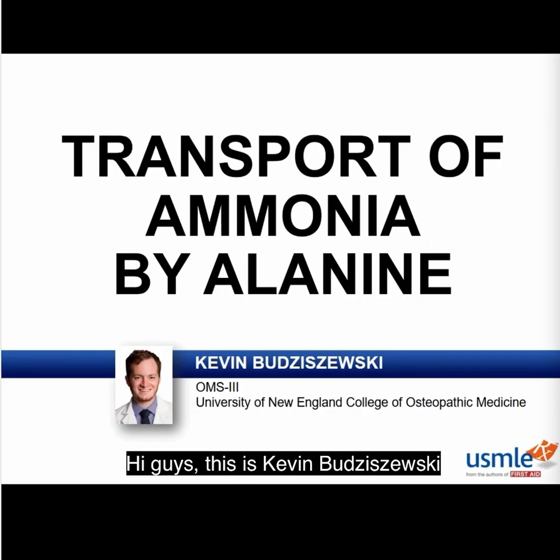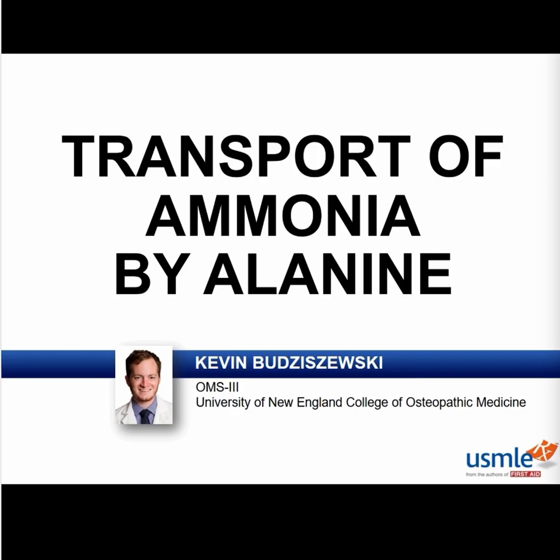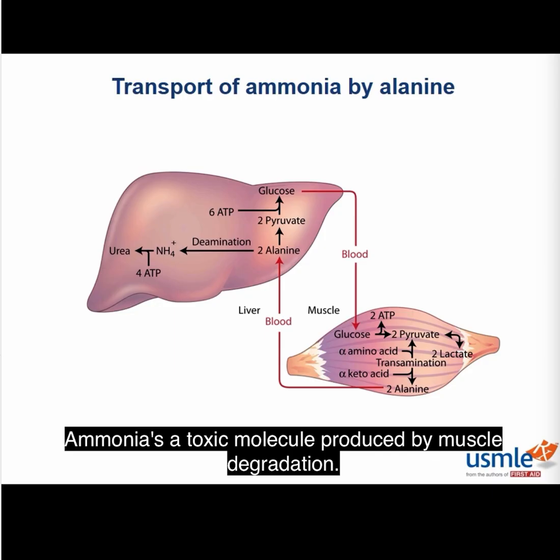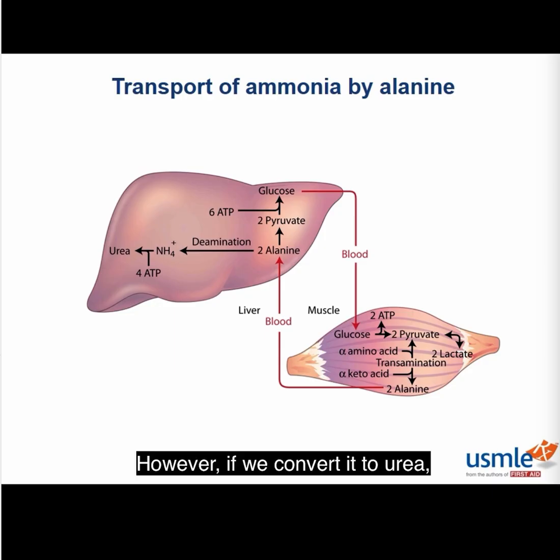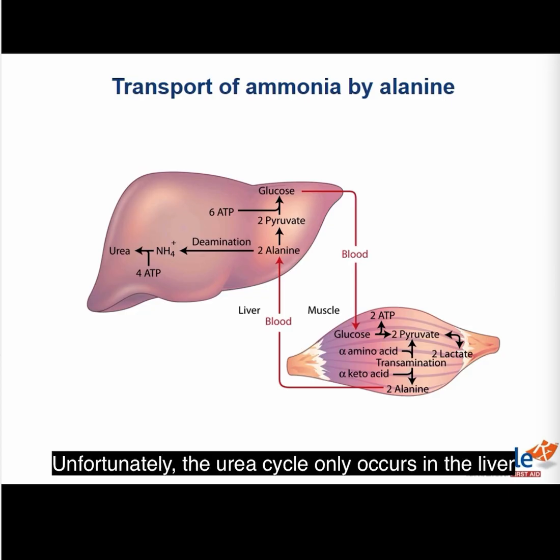Hi guys, this is Kevin Budyshevsky, and this is transport of ammonia by alanine. Ammonia is a toxic molecule produced by muscle degradation. However, if we convert it to urea, we can safely excrete it in the urine. Unfortunately, the urea cycle only occurs in the liver. So, the problem becomes, how do we get ammonia, which is produced in muscles, into the liver?